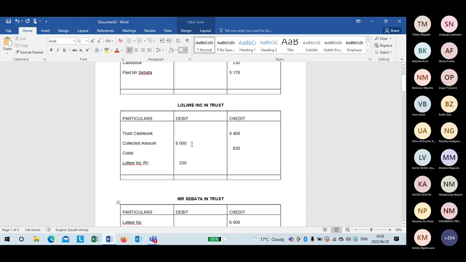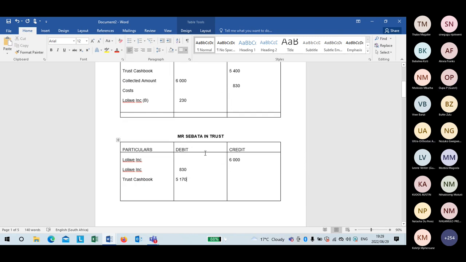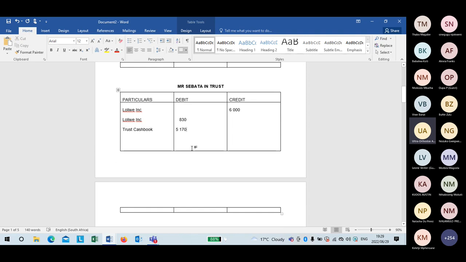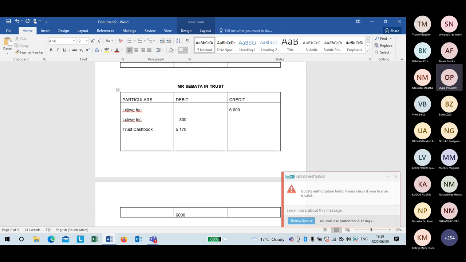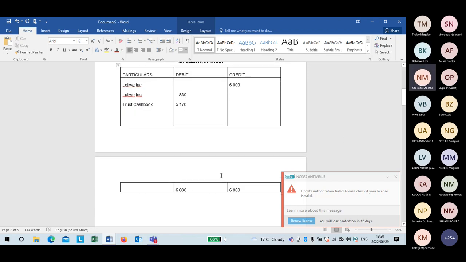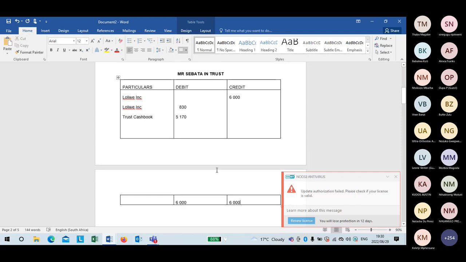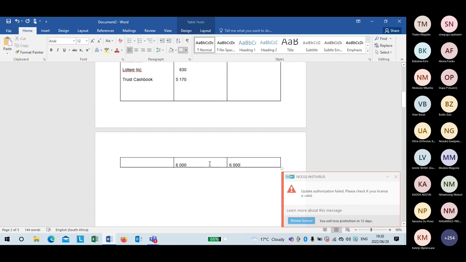Do you now see that Mr. Sibata's account in trust has the same value on both sides? 830 plus 5,170 is equal to 6,000. And on the credit side, you've got 6,000. So you can close this account. And how do you do this? You simply come here and you record 6,000, and then also on the credit side, you record 6,000. So you've closed this account. Then you can proceed to deal with the statement of account.